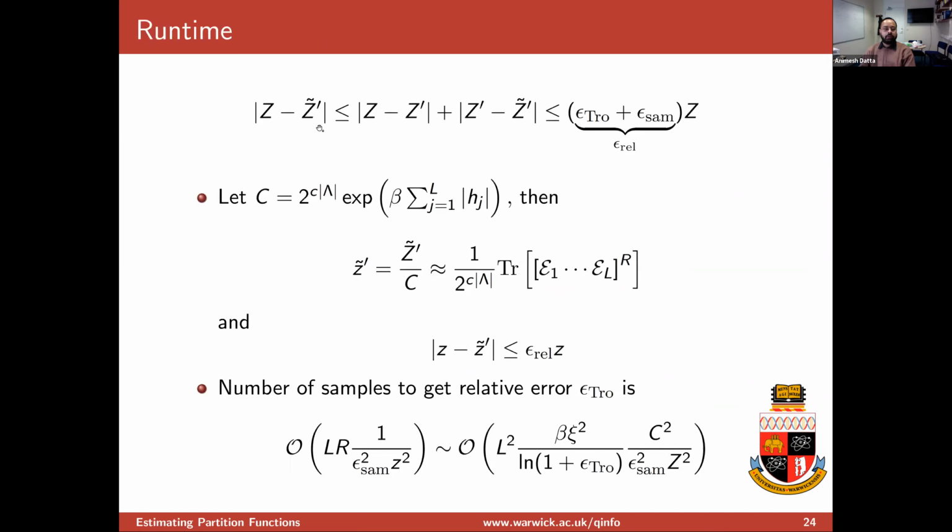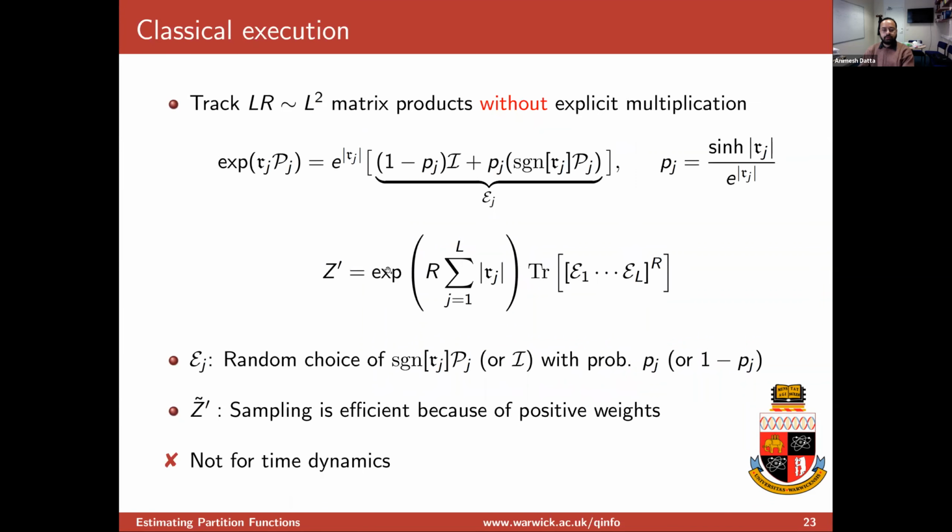So let's say we have Z, which was the original thing we wanted, and Z prime tilde, which is the final thing we have. We do the standard triangle inequality. The first term is the Trotter error. The second term is the sampling error. I'm not going to go into a full error analysis of the algorithm, but what I hope you can see is that there are some large constant factors. If you go back to the previous slide, this depends on the parameters of the problem, but basically it's a number.